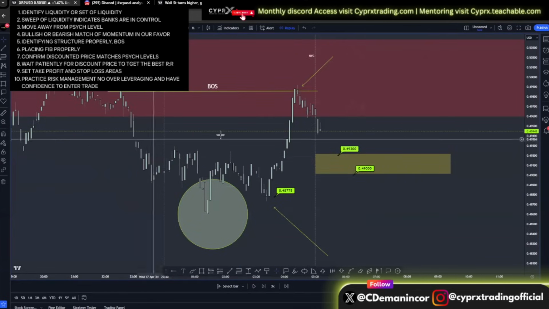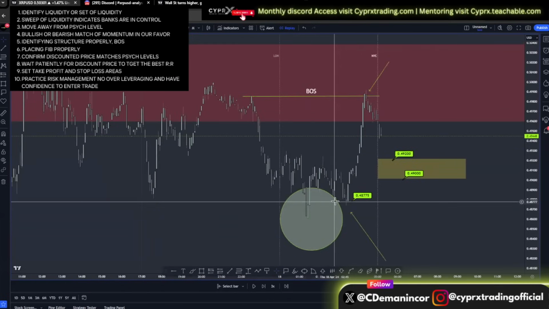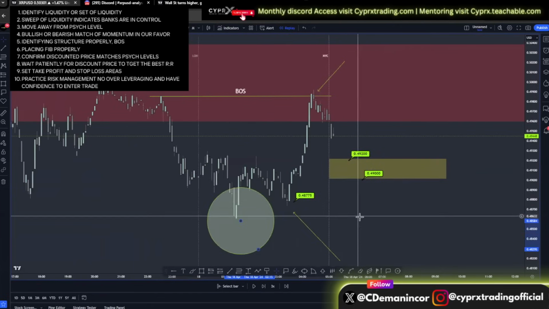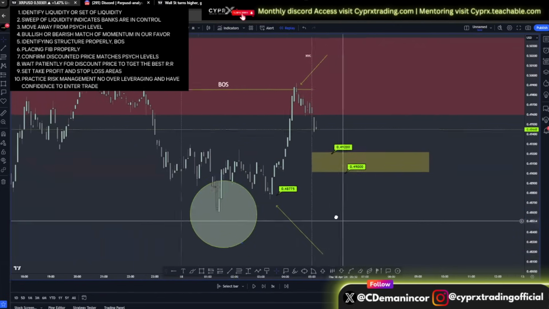So all that was left for us to do is pay attention to number 8. Wait patiently for discounted price to get the best risk to reward ratio. Logically speaking, we know now that market makers are not targeting lows anymore. So to get the best risk to reward ratio, we can then move to number 9, where we set our take profit areas and our stop loss areas.